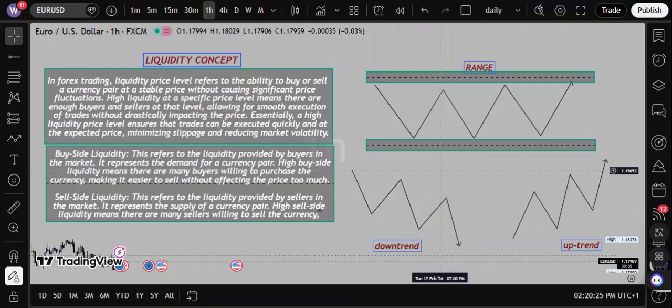This is Gold Digit Forex Academy, and in this video, we'll be talking about the concept of liquidity. How do you analyze your naked chart? What is the liquidity concept all about?